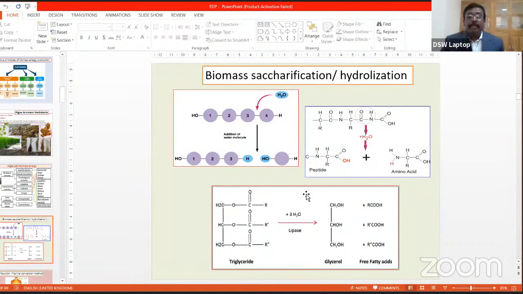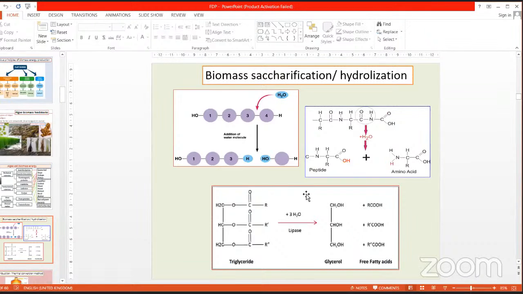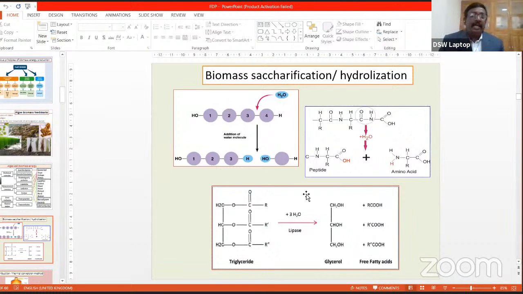As I told, this algal biomass, I will describe the work I have contributed to energy production through algal biomass. I have published some publications, and I am going to base my talk mainly on my findings in algae for energy production.